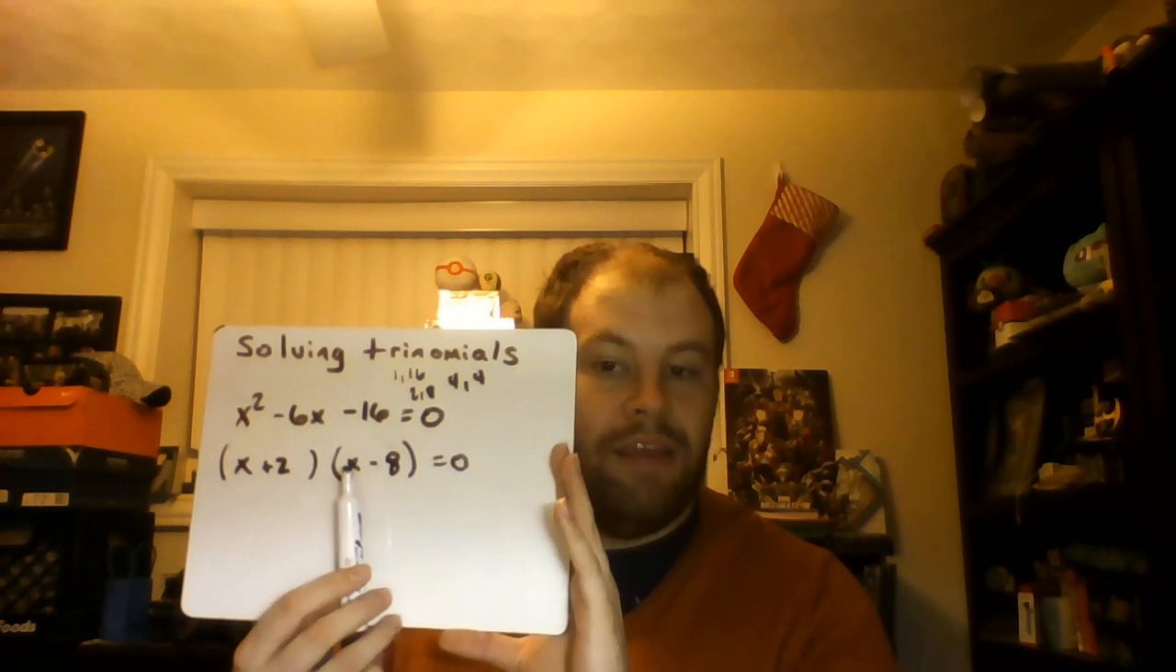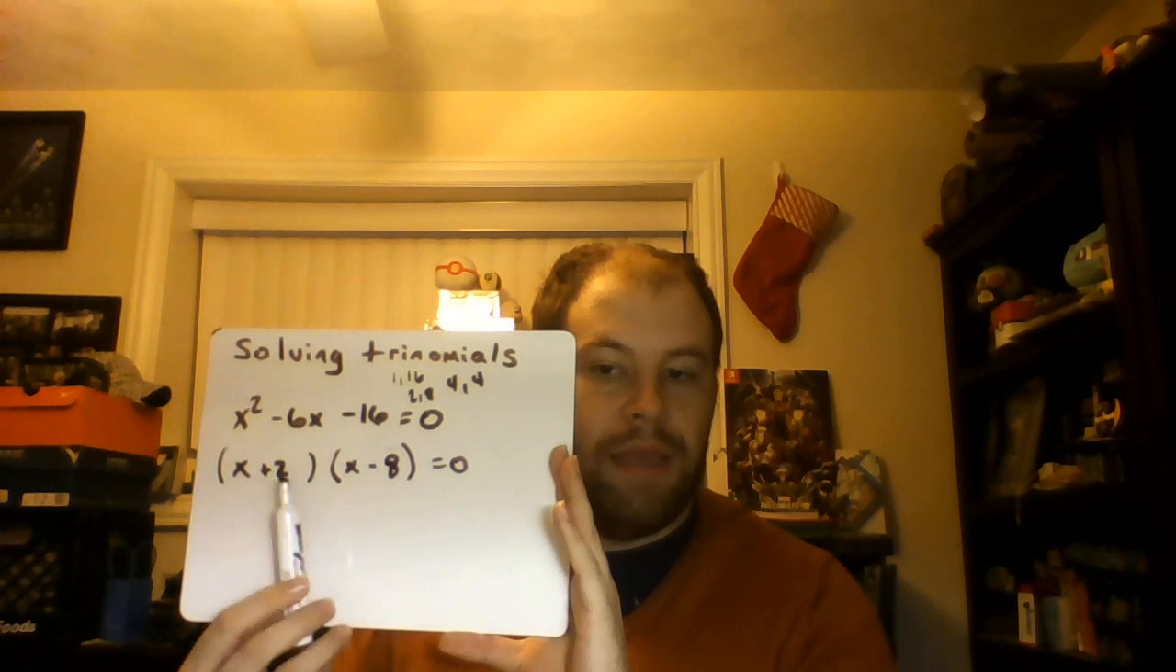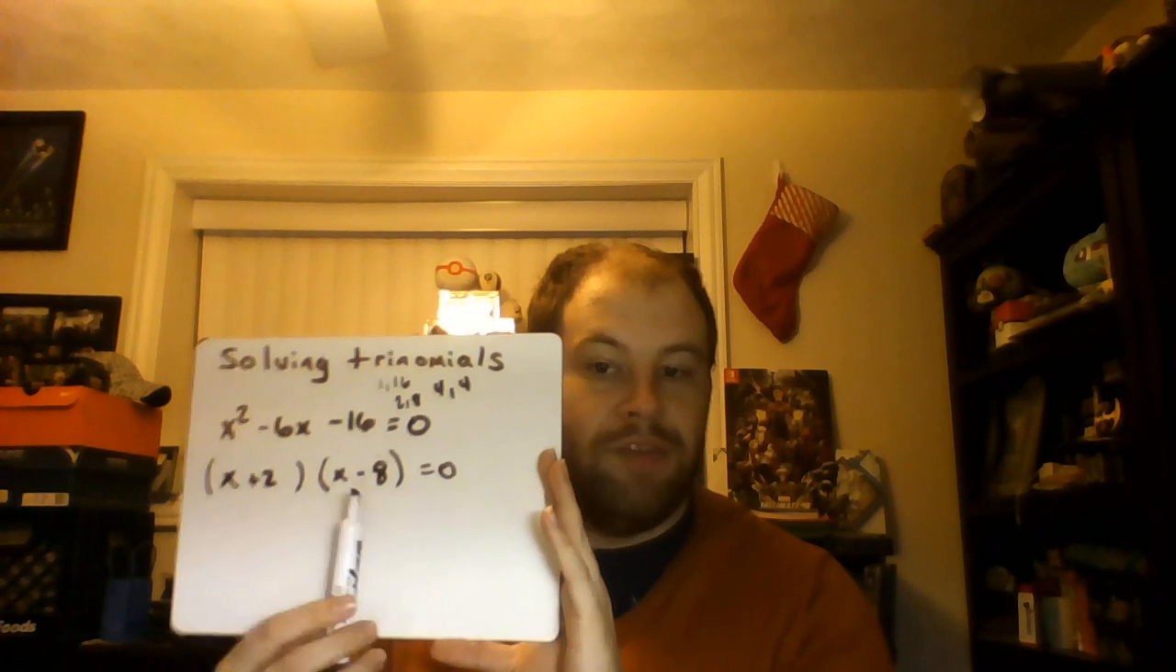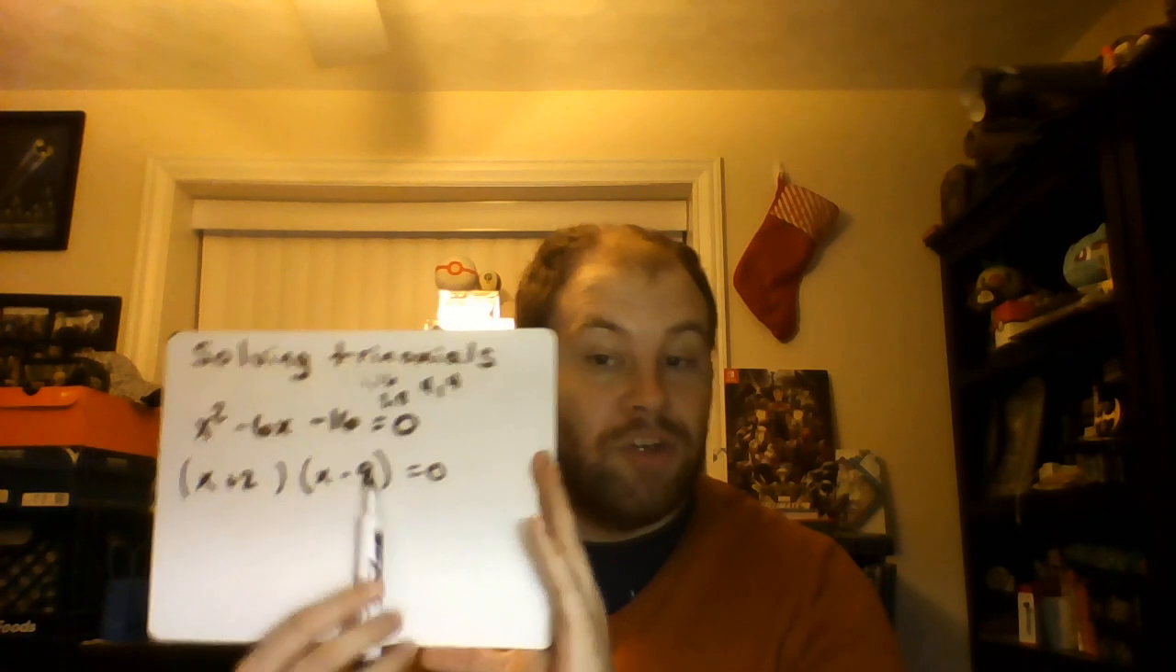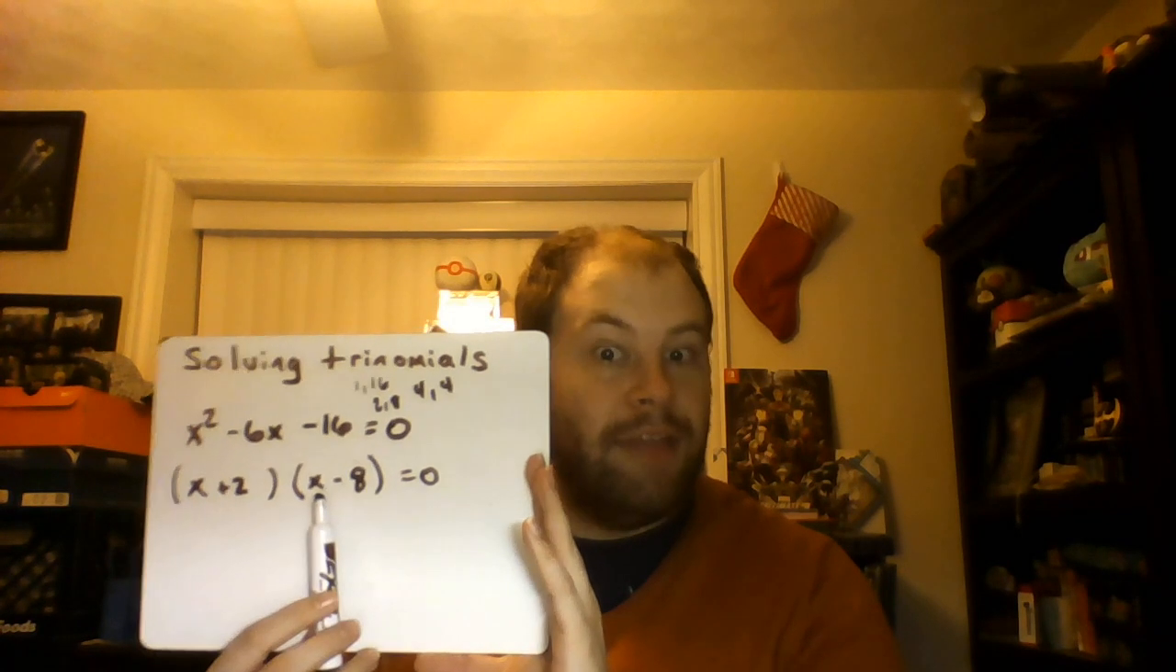If you put in 8 here, 8 minus 8 is 0. 8 plus 2 is 10. 10 times 0 is 0. So any number you put in here that makes the term go to 0 is the answer. So that means that x could be either negative 2 or 8. Awesome.